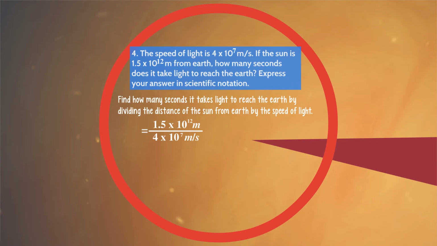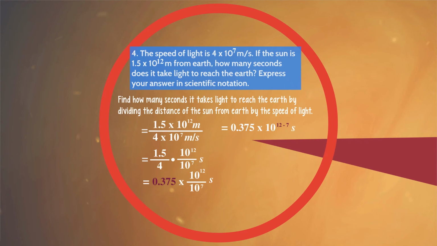So the next step is to group the coefficients and powers of 10. Group them like this. 1.5 divided by 4 is 0.375. So we have 0.375 times 10 raised to the 12th power over 10 raised to the 7th power seconds. In dividing the powers of 10, we will just subtract the exponents, 12 and 7. Write the solution just like this. Do not interchange 12 and 7 because we will get a different answer.